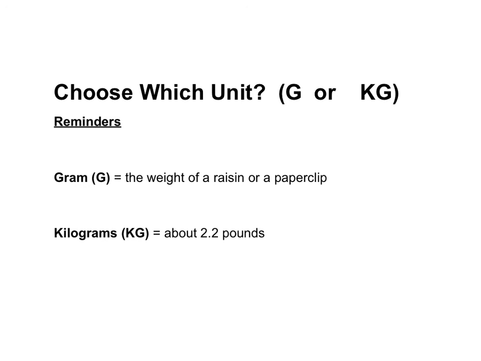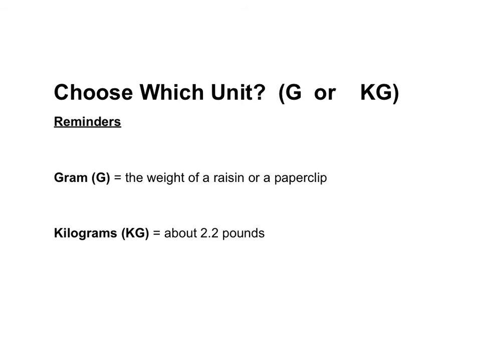So next we'll work on weight or mass, and in the metric system, we typically find the mass of an object, how many grams it is, or how many kilograms it is, and those will be your two options, grams or kilograms. So some reminders. Remember, a gram is the weight of a raisin or a paperclip. So if you're going to weigh out a paperclip or a raisin, they're both right around a gram.